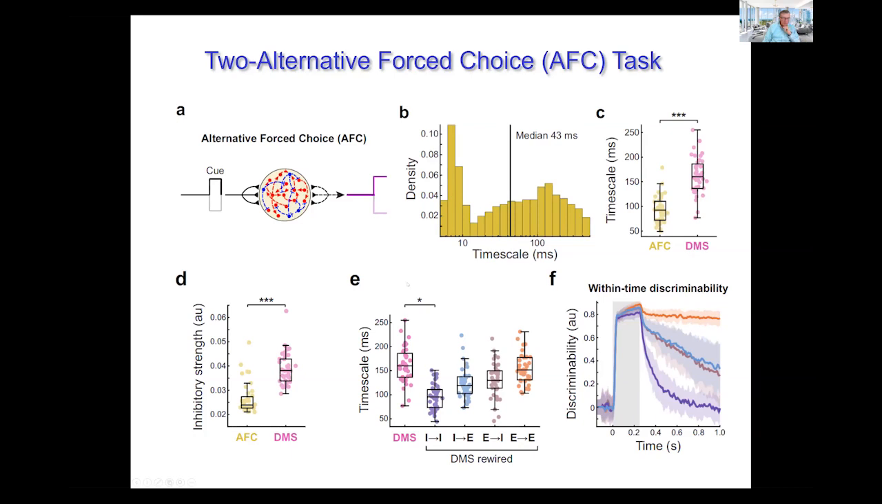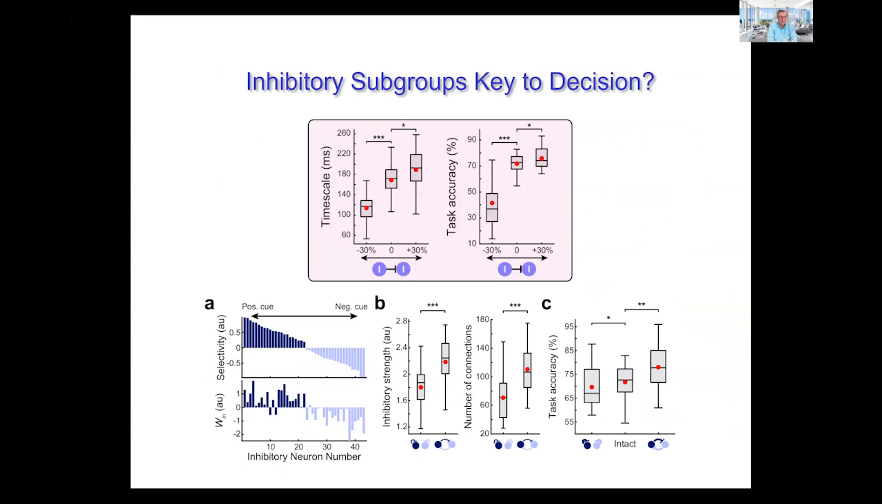Now, a clue to what's going on in the network comes when we looked specifically at the inhibitory strengths. With the alternative forced choice, the strength of the connections between inhibitory neurons was much weaker than for the ones that were there after training on delayed match to sample. And indeed, if we shuffle the connections between the inhibitory neurons, we can see that the time scale goes way down, as opposed to the other connections within the network. We scramble those, we still have the longer time scales. So that suggests we should focus on the inhibitory cells. And indeed, that was the key.